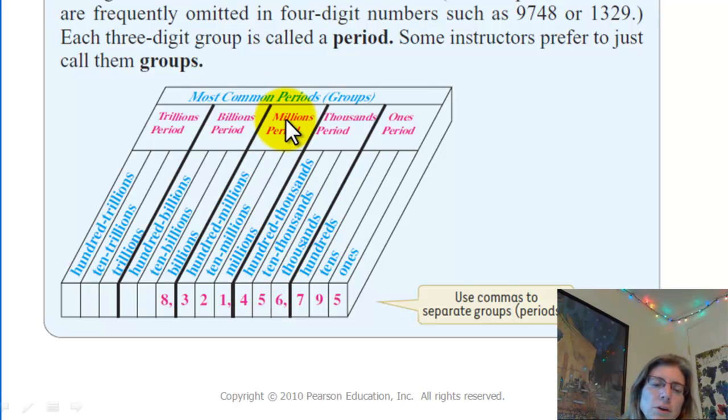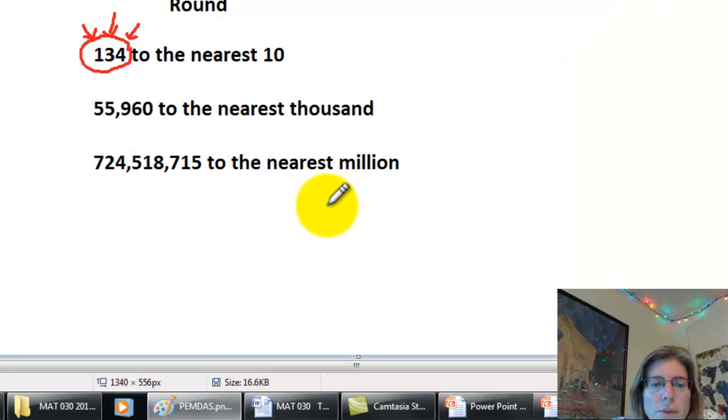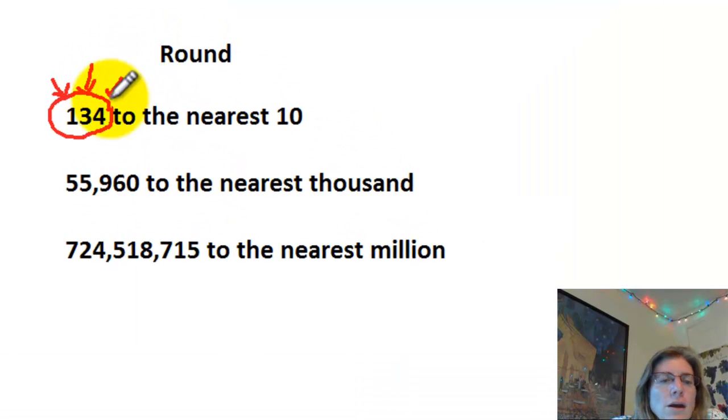Then you have a millions period, which has a millions place, a 10 millions place, and a 100 million place. And a billions period with a billions place, a 10 billions place, and a 100 billions place. Trillions period with a trillions place, a 10 trillions place, and a 100 trillions. And it goes on that way. We'll go back here. This is ones, tens, hundreds.